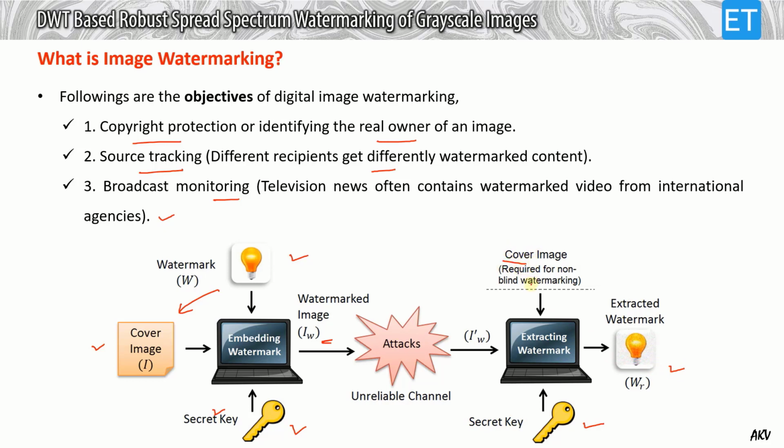So if the cover image is required, it is known as non-blind watermarking. If nothing is required except the secret key, then it is known as blind watermarking. And the hackers will try to attack your watermarked image with the objective to destroy the embedded watermark. Okay, so a robust process is one which can withstand various attacks given on the watermarked image.